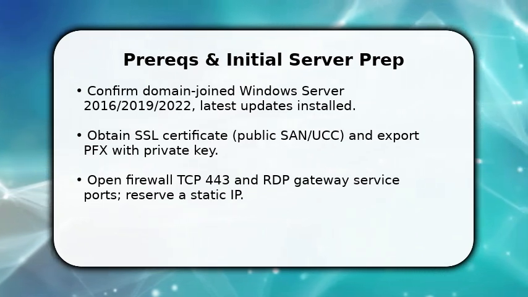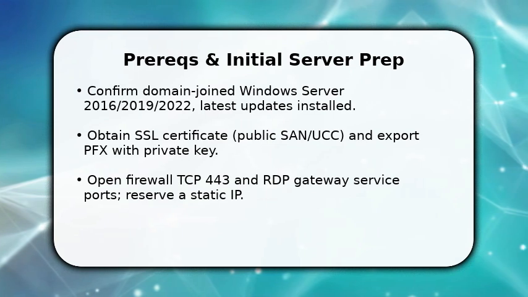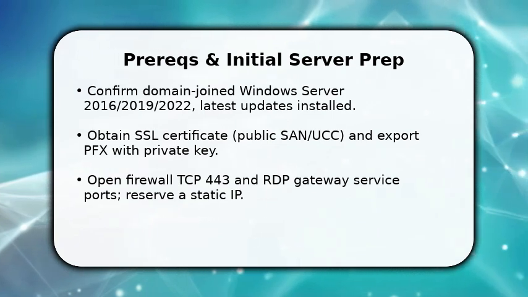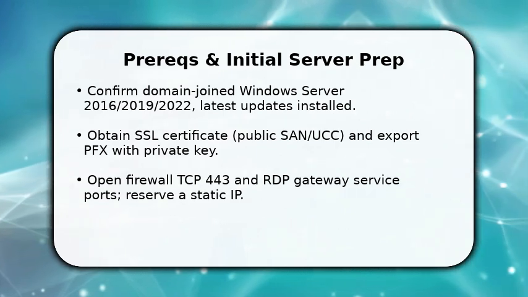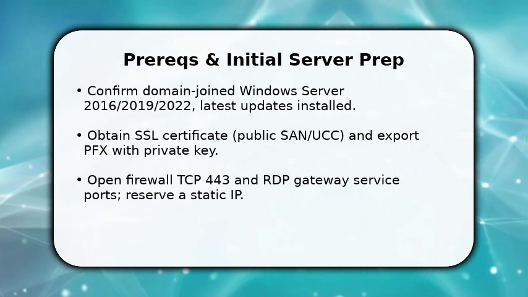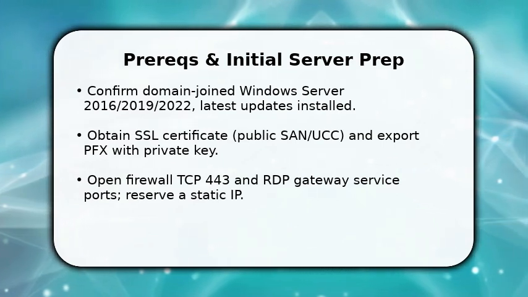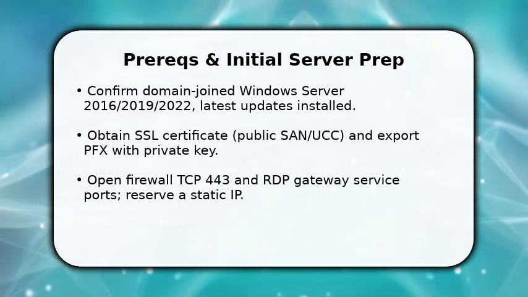Next, configure a static IP and open TCP 443 on your perimeter firewall. This is the visible channel clients use. Finally, create a service account in AD for the gateway to use, so permissions are explicit and auditable.